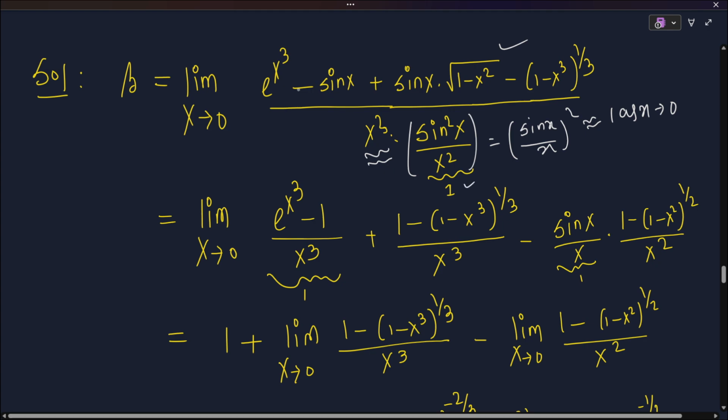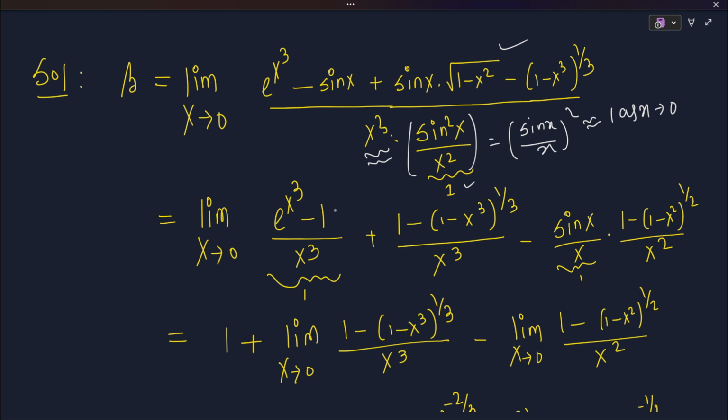And now you simply add a minus 1 and a plus 1 here. So e to the power x cube minus 1 by x cube. Why am I doing that? Because this is a standard limit, if you remember, which is equal to 1. And the plus 1 is added to this one. And combined with it is 1 minus x cube to the power 1 by 3. And then you have minus sin x common. And also the x cube has been distributed like x and x square.